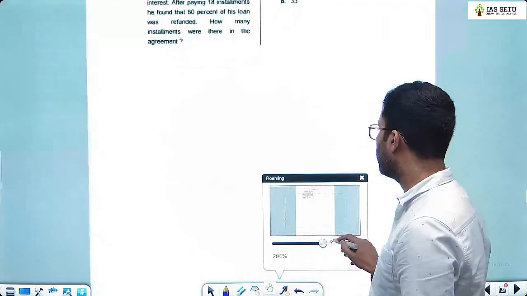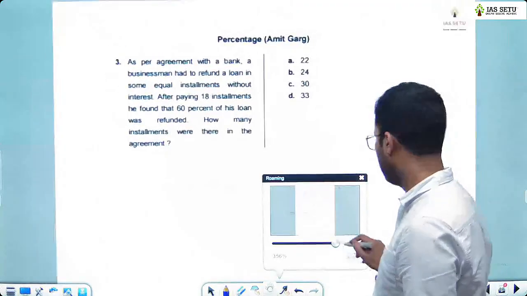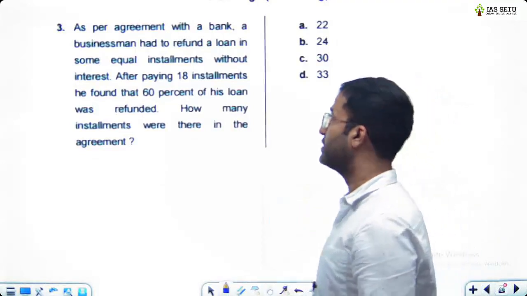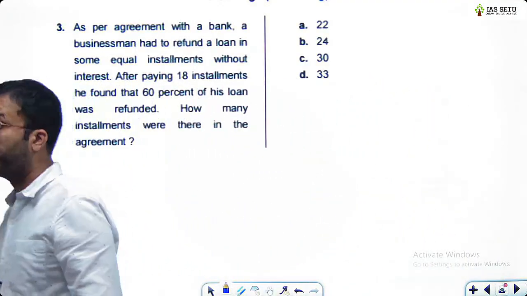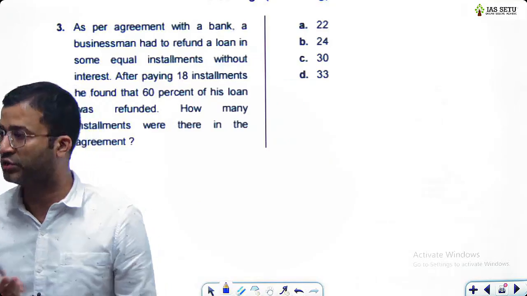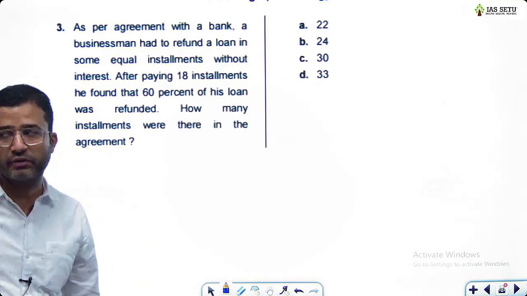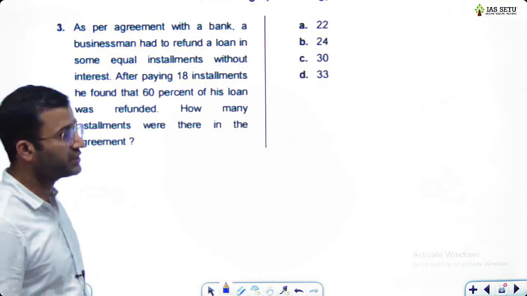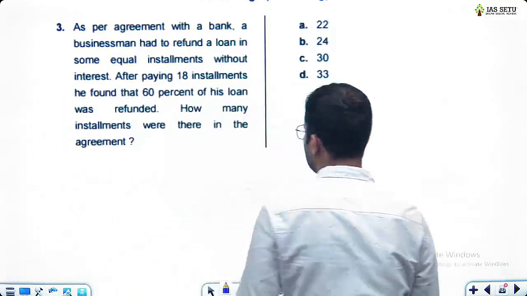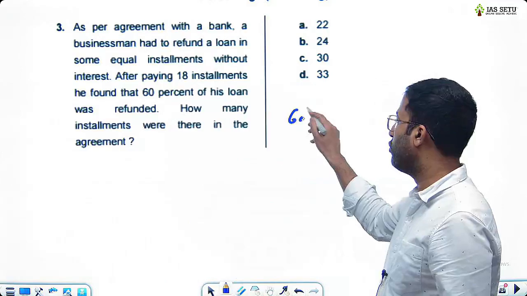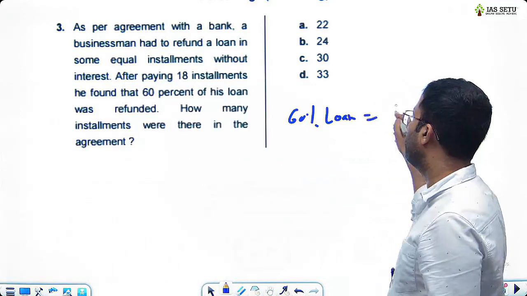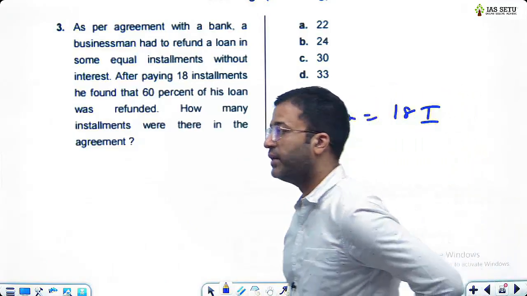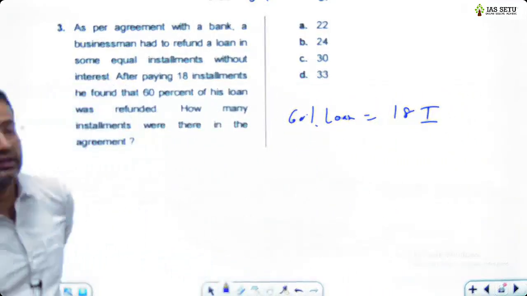As per agreement with the bank, a businessman had to refund a loan in some equal installments without interest. So it is not an interest question, simple percentage question. Interest we will do later. After paying 18 installments, he found that 60% of his loan was refunded. So can we say 60% of loan is equal to 18 installments? Then how many installments were there in the agreement? Means loan agreement, that 100% loan.